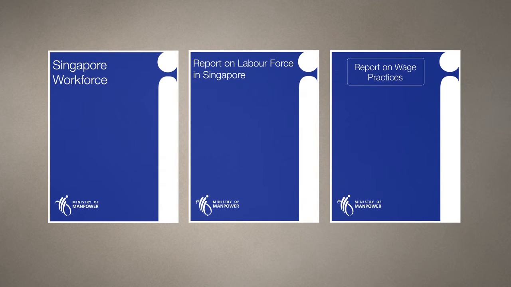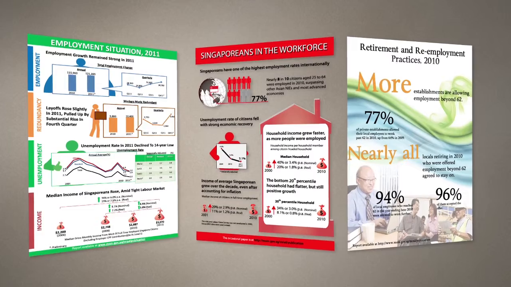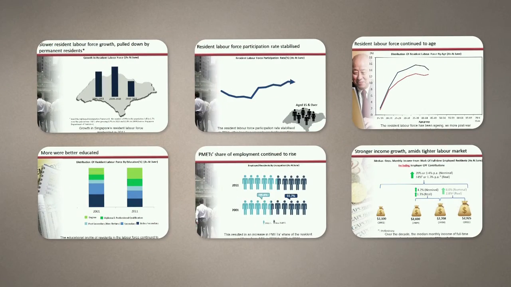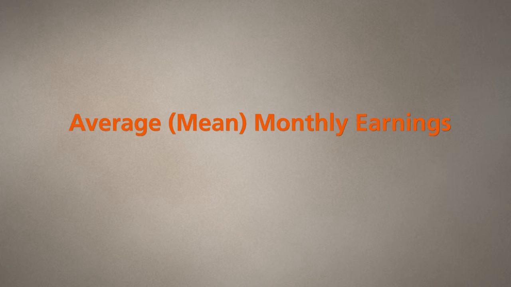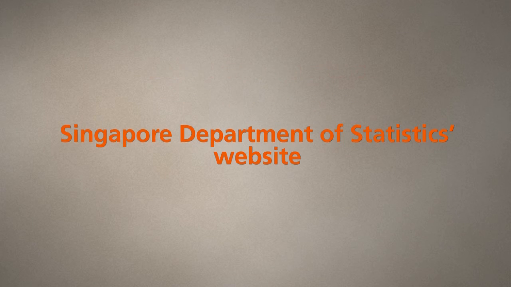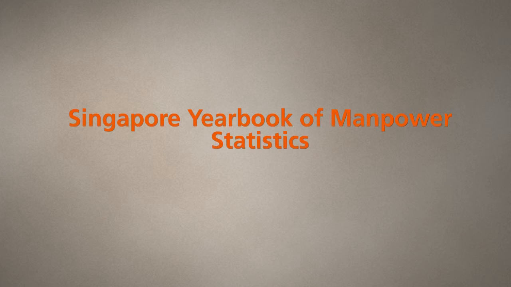where you can also access these publications and view other related modules in this series, and obtain key statistical findings on the labour market, enrich infographics and videographics. For average monthly earnings, data for the latest 2 quarters are available on the Singapore Department of Statistics website, while annual and quarterly time series are available on MOM's website in the Singapore Yearbook of Manpower Statistics.